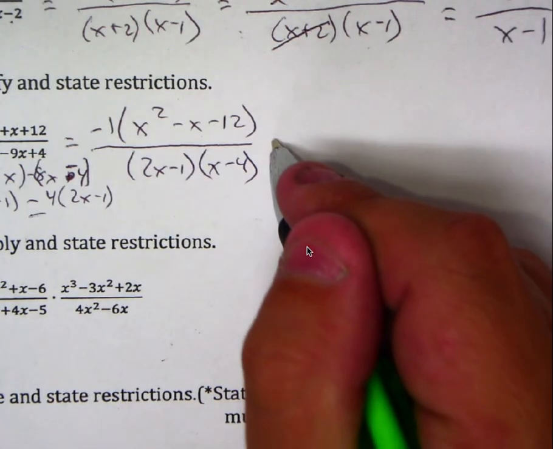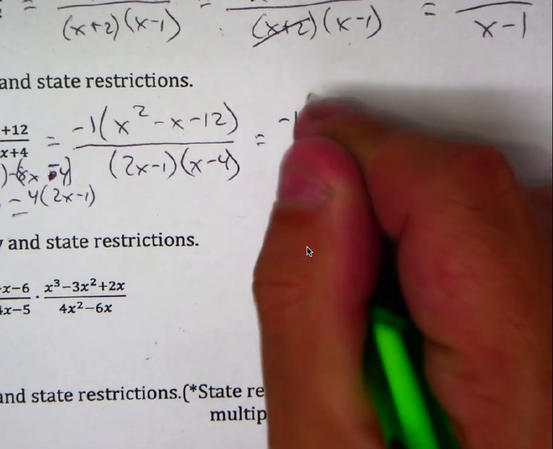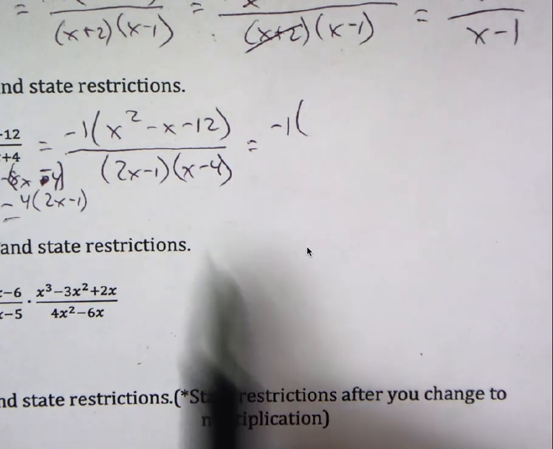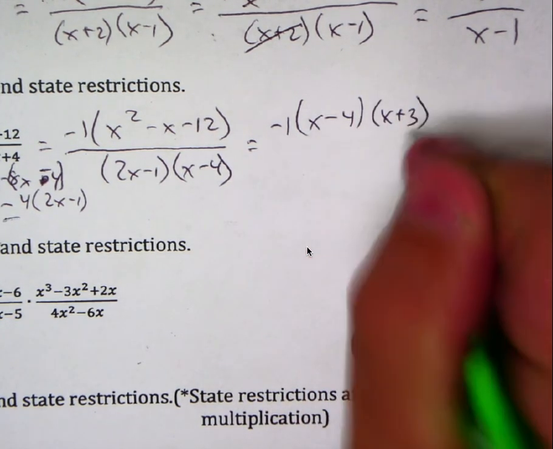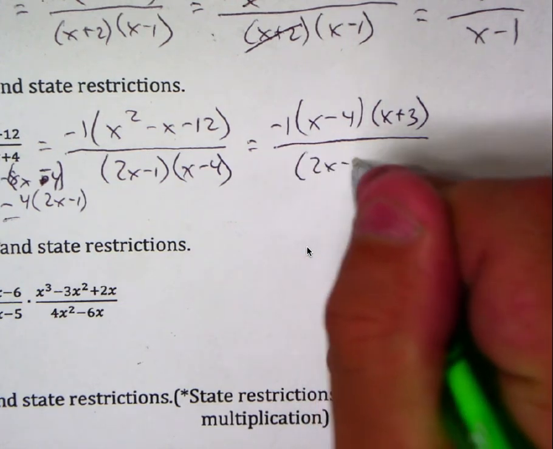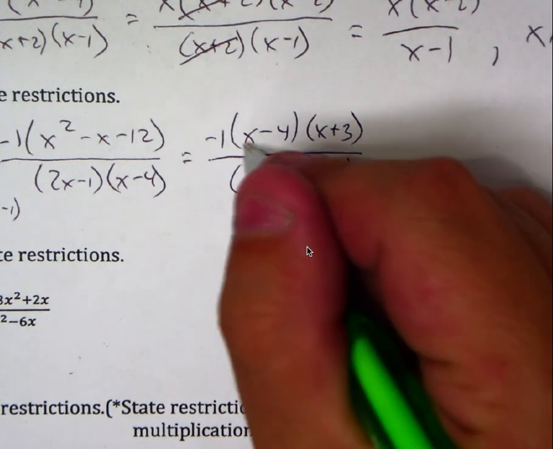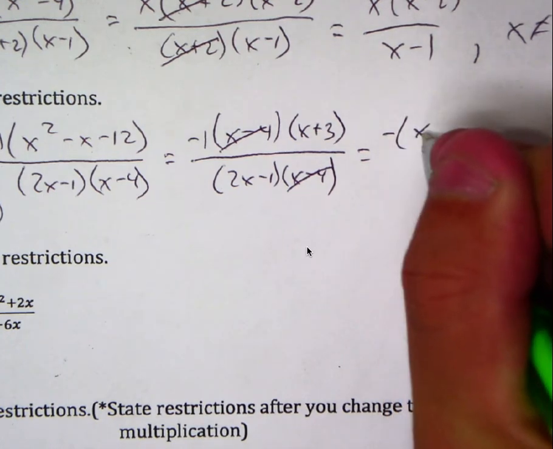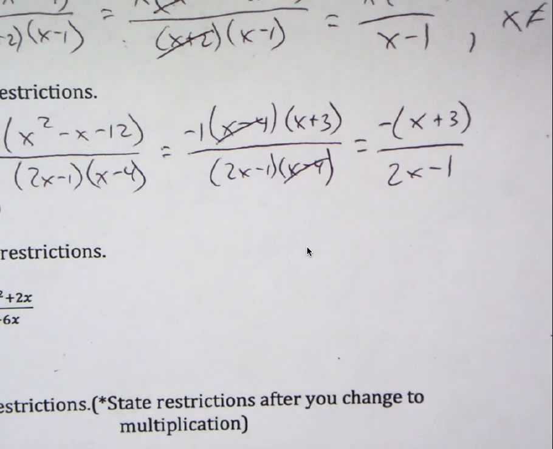I'm not done factoring the top, though. On top, I can find what multiplies to negative 12 and adds up to negative 1. So negative 1, let's see. Negative 4 and positive 3. If I multiply negative 4 and 3, I get negative 12. If I add them, I get negative 1. So x minus 4, x plus 3. Right there, the x minus 4's cancel. So we get negative 1 times x plus 3 on top, and on bottom, you get 2x minus 1. Here's the simplified fraction. So factor, factor, factor, then cancel, write your answer.